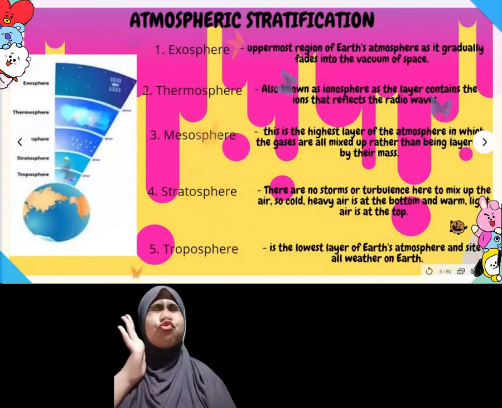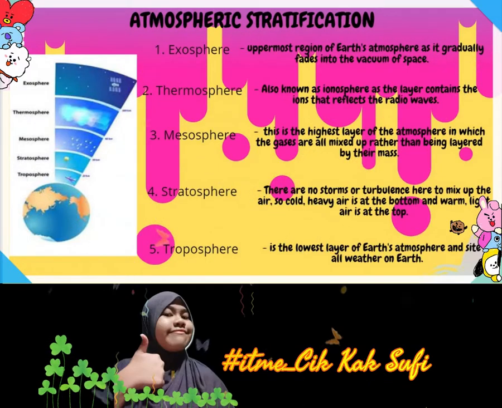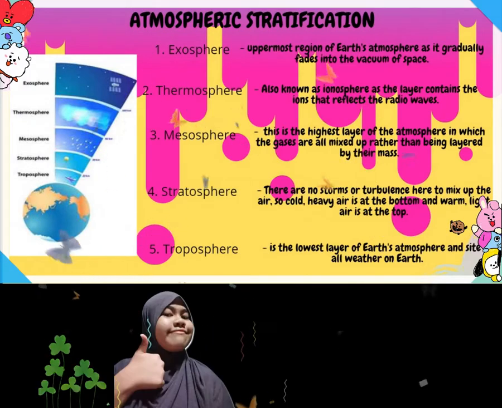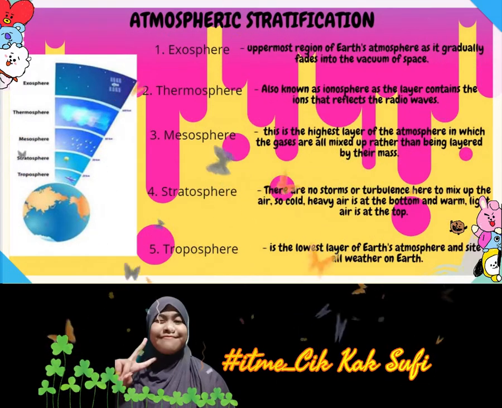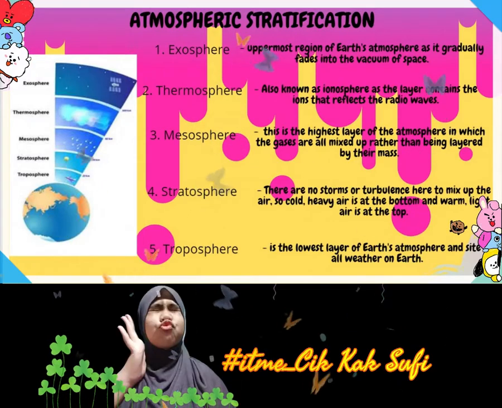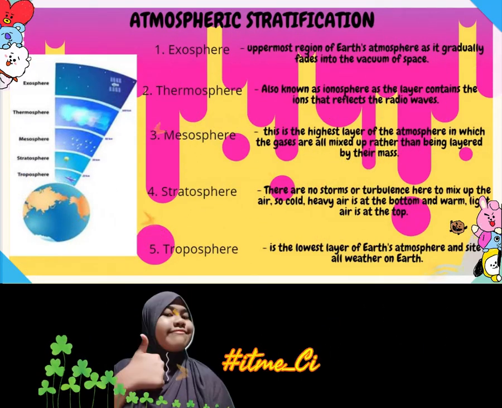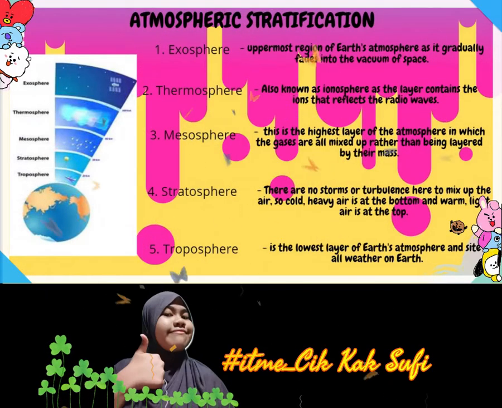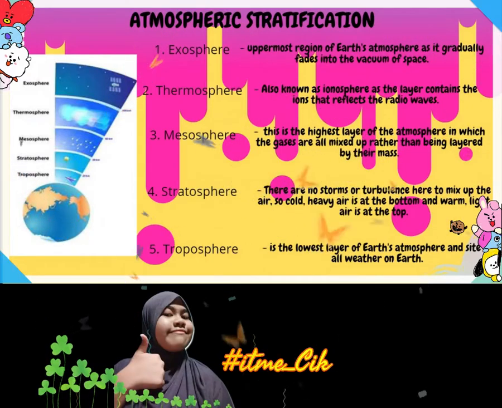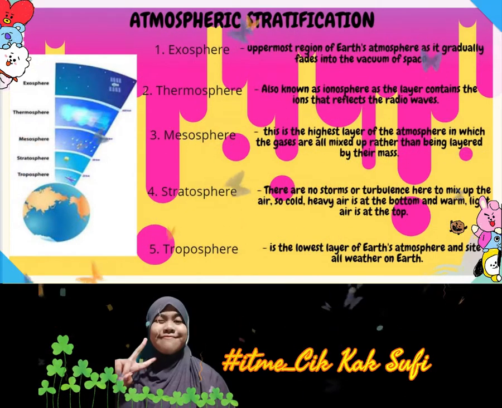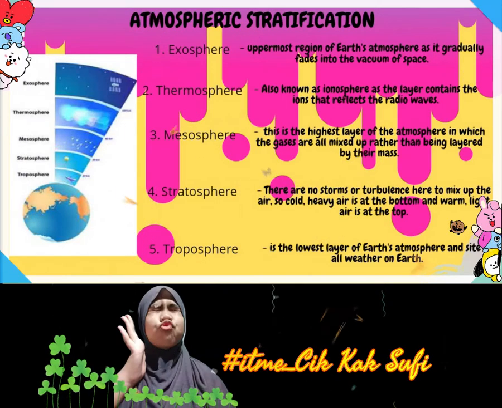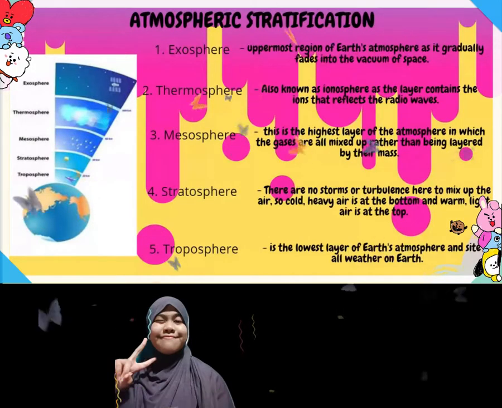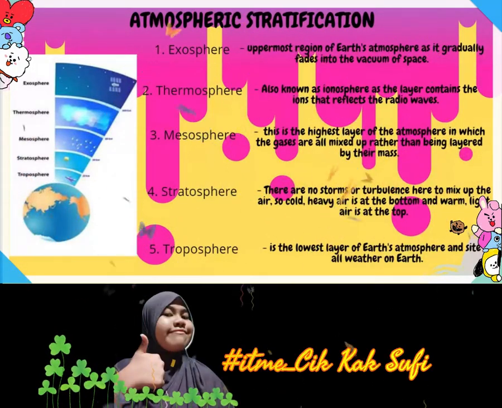So for the next one, we will learn about atmospheric stratification. The first layer is the exosphere. Exosphere is the uppermost region of Earth's atmosphere as it gradually fades into the vacuum of space. Composed mainly of light gases such as helium and hydrogen. Location of communication satellites that orbit the Earth, allowing phone calls and television channels to be received.